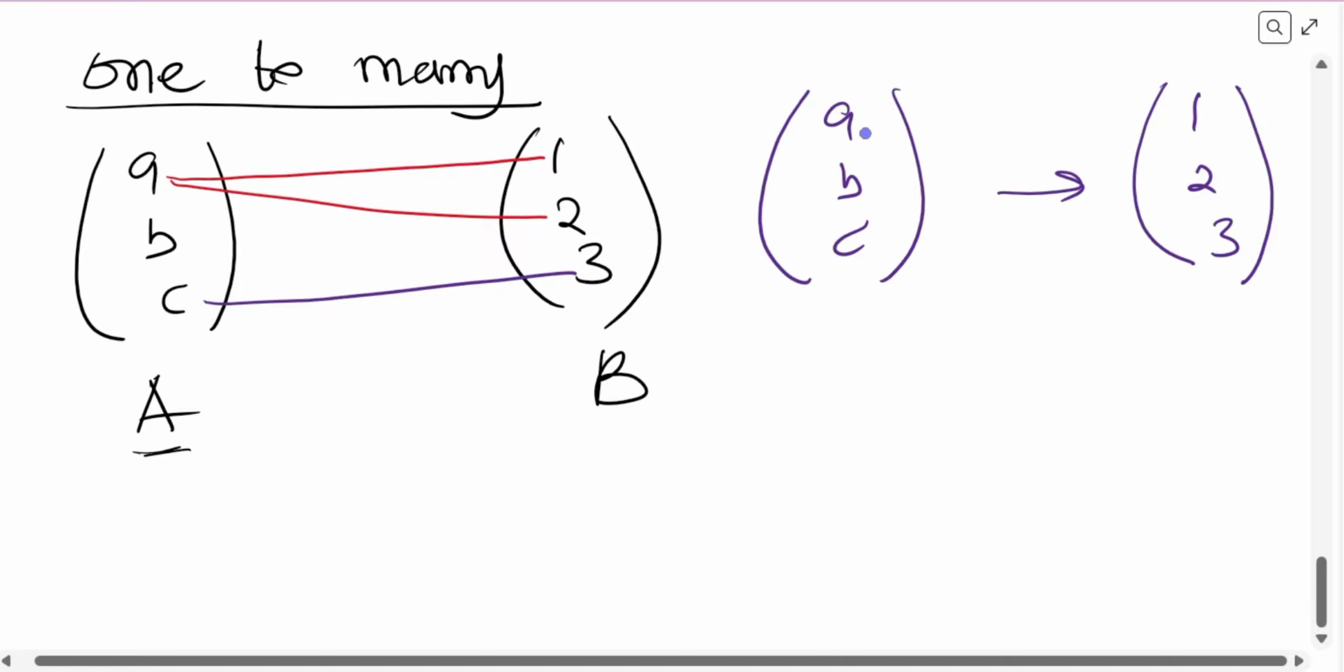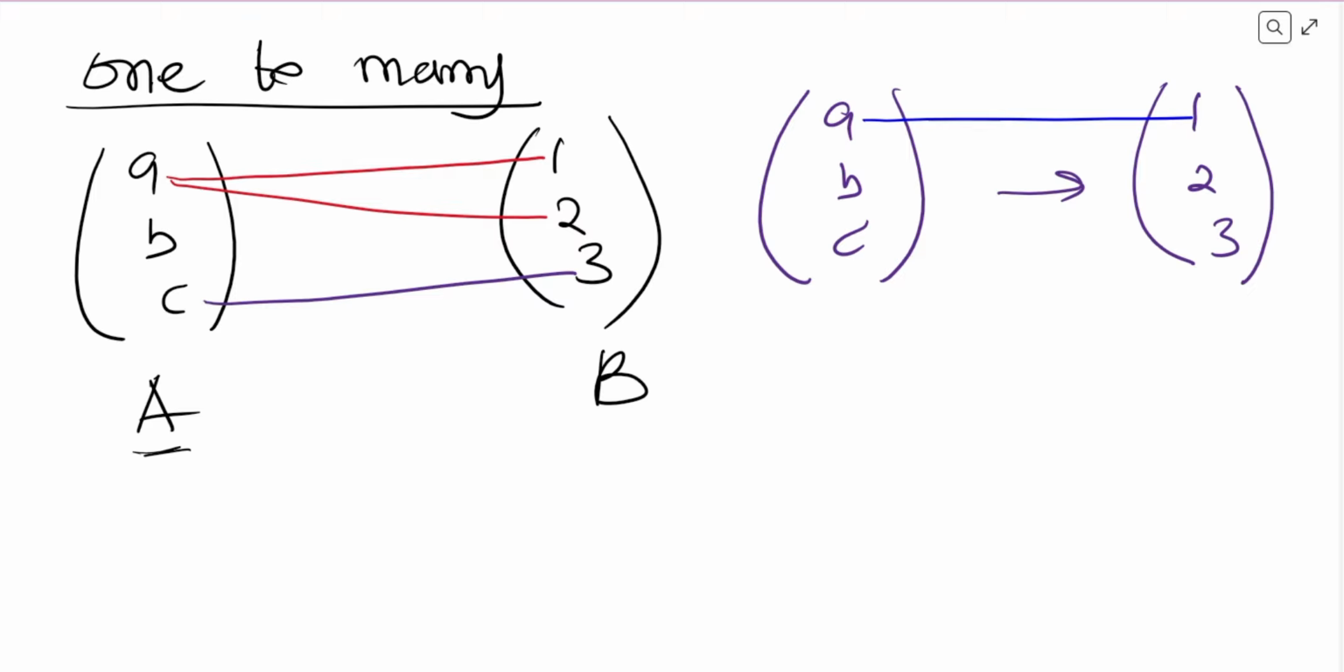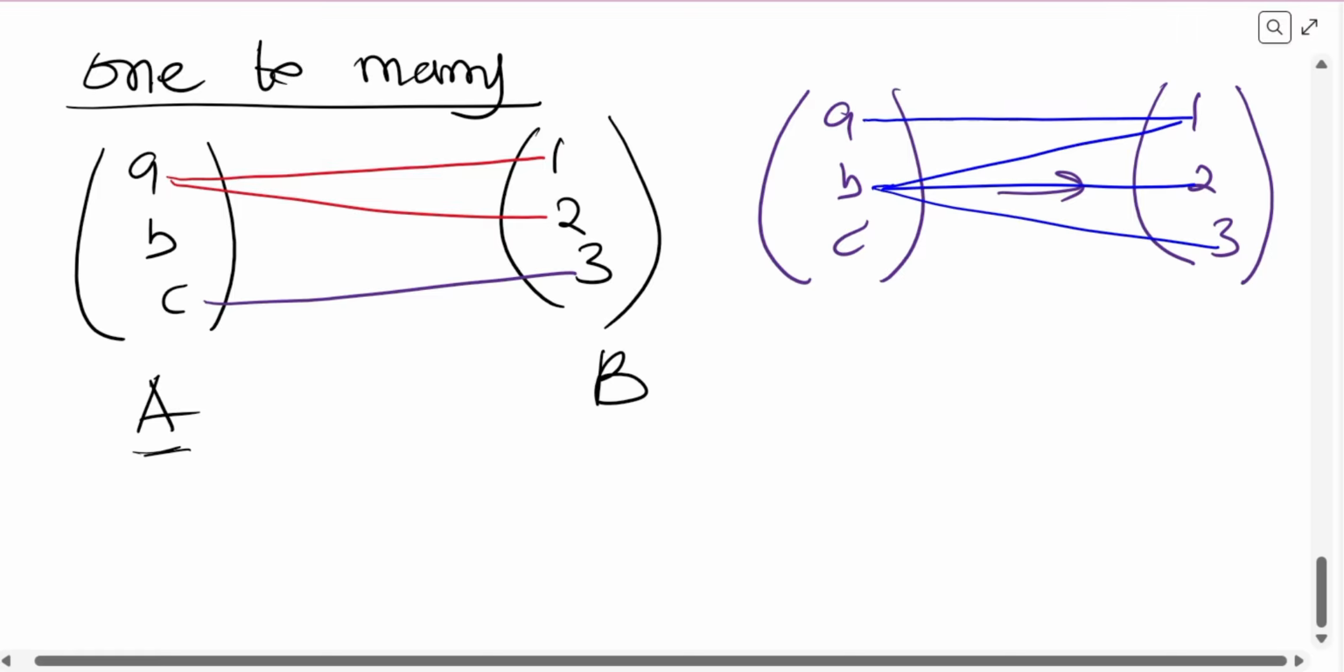We could do A to 1, and we could do B to 2 and B to 3. And in fact, we can even do B as well to 1. C doesn't necessarily need to map to something. This is one to many. So one element here from the domain maps to many elements in the codomain B.